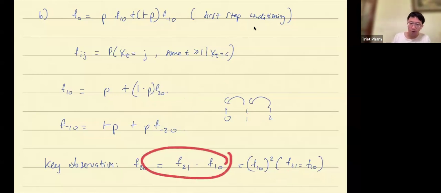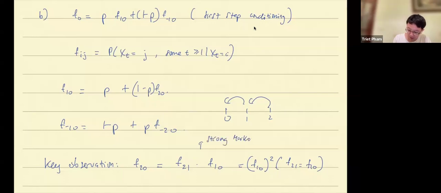But here, what we are effectively using is the strong Markov property. To ever return to 0 starting at 2, you must start from 2 and you must cross 1 first, and then from 1 you must start from there and go back to 0. Any question about this?